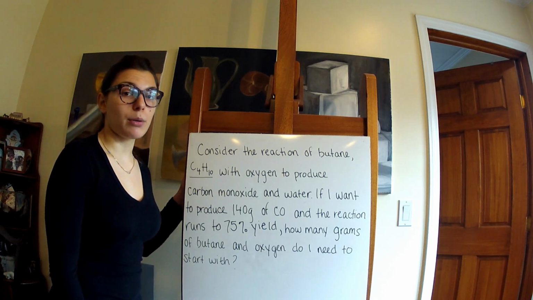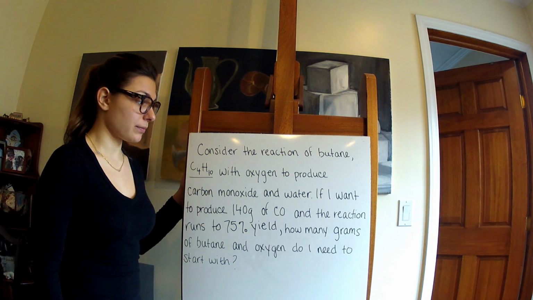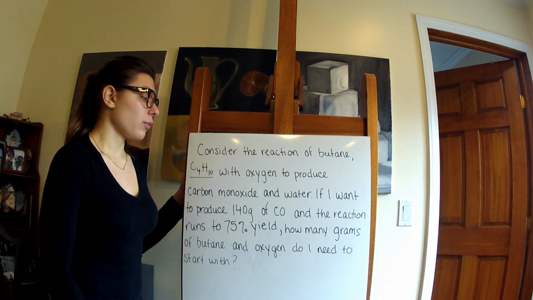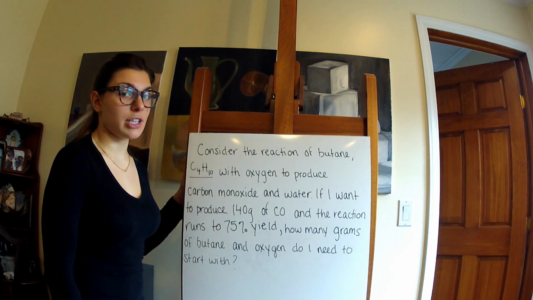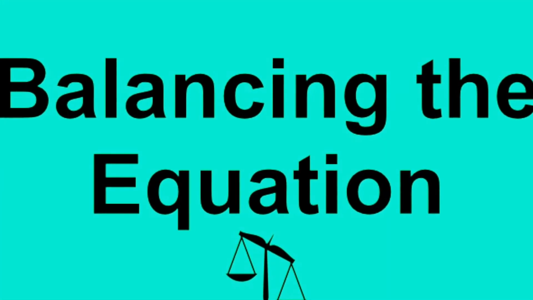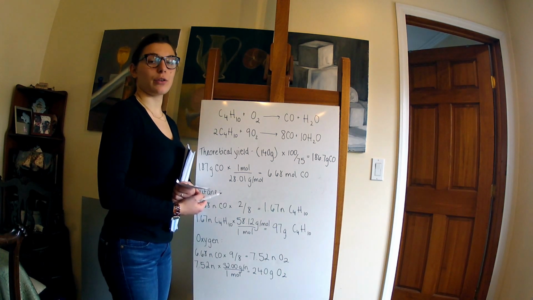By reading this problem, we can tell that it's actually a backwards stoichiometry problem. And we can also tell that butane reacts with oxygen to make carbon monoxide, which is CO, and water, which is H2O. In order to start solving the equation, first we need to balance the chemical equation.